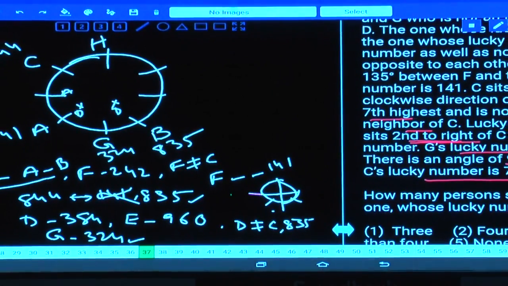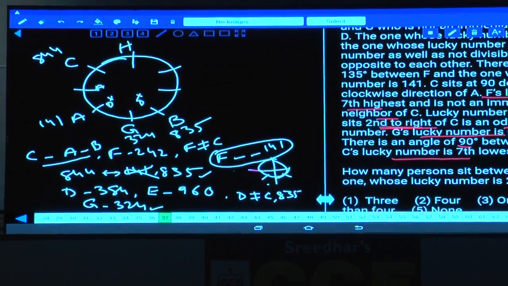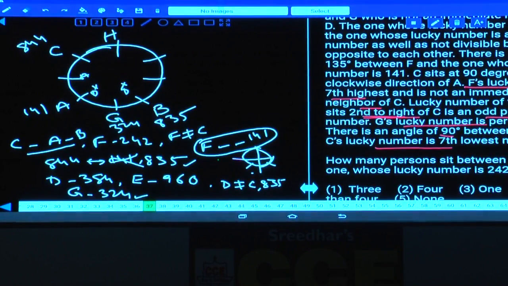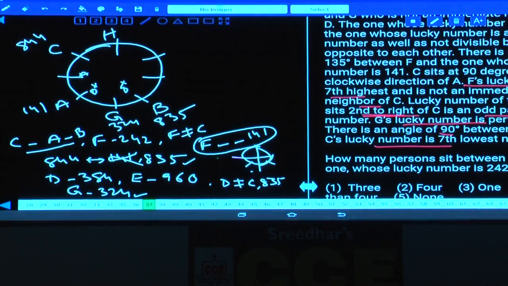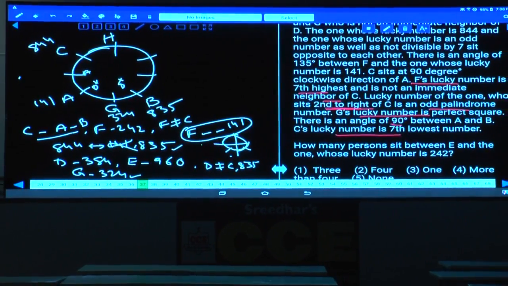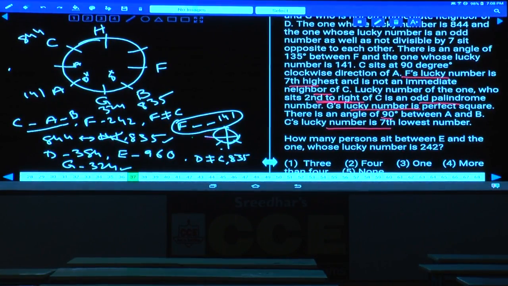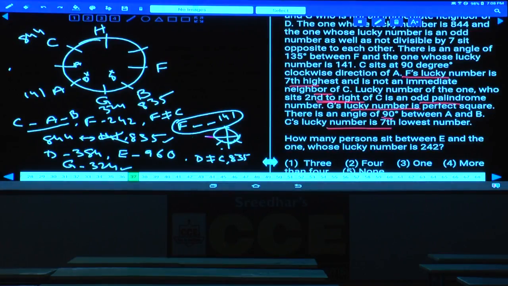Yes, one more information we have. Between F and 141, how many persons here? There is an angle of 135. As an angle of 135, F and H must be in the same place, which is not possible in the clockwise. Hence, in the anti-clockwise, F must be here. Now check out between A and F. What is the angle here? 135. Then what is the value of F here? F we got as 242.